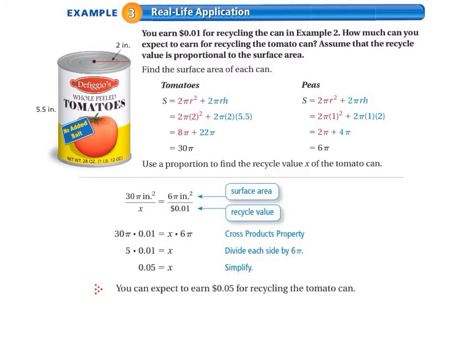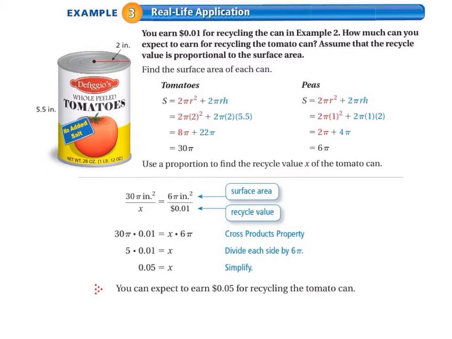Example 3, a real-life application. You earn 1 cent for recycling the can in example 2. How much can you expect to earn for recycling the tomato can? Assume that the recycle value is proportional to the surface area. Now we are using the can of peas that was in example 2 on the previous slide. So keep that in mind when we're finding the surface area of that can.